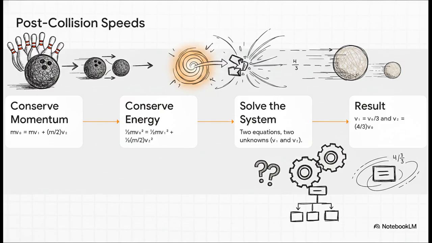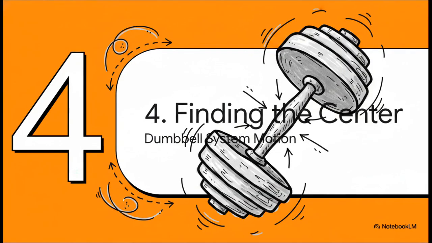Now here's the great part. We have two equations and two unknowns, v1 and v2, which means we can solve it. And when you do all the algebra, you find that the ball bounces back with 1/3 of its original speed, and the hit sphere shoots forward with 4/3 of the ball's original speed. Okay, cool. So we know how fast the individual pieces are moving.